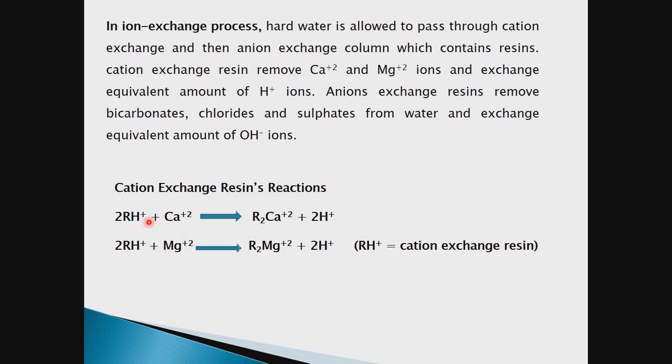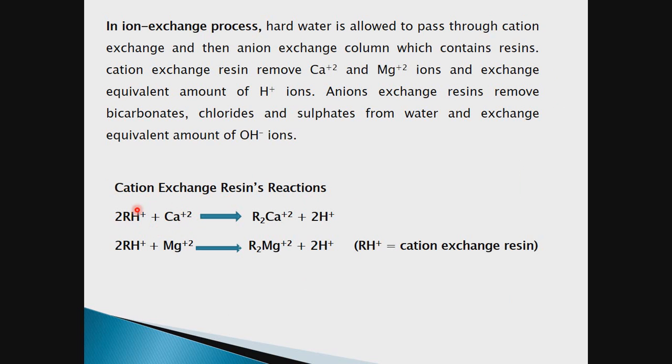See, it is not actually possible for the student to write the giant structure of resins again and again. So in the textbook, they have simplified the reactions. The R part is the polymer part, and H positive, which is important, is the exchangeable ion with the hardness causing ion. So what is happening here? These are the reactions taking place in the cation exchange column. Here the cation is the hardness causing ion. So what will happen when you pass water through these columns? The reaction would take place in that manner.